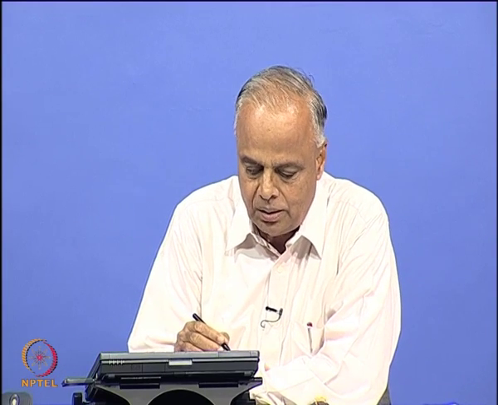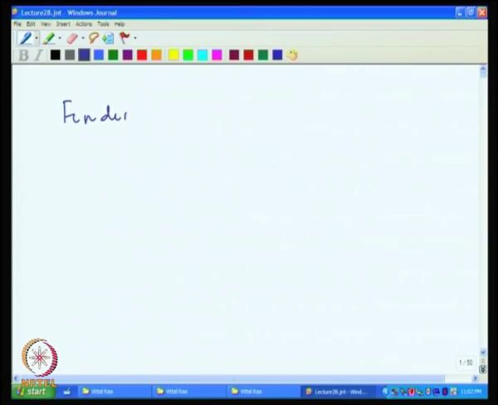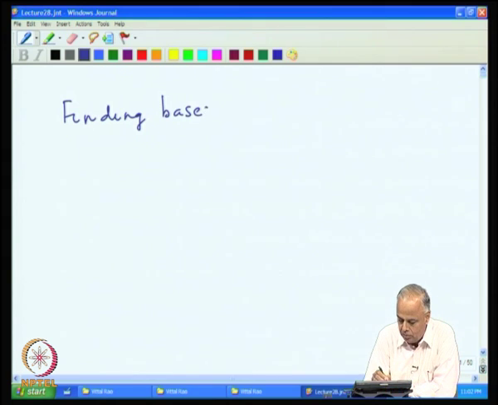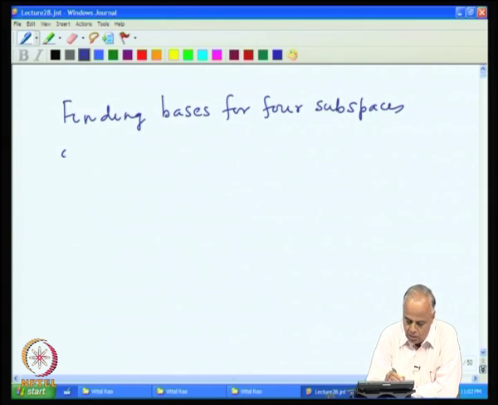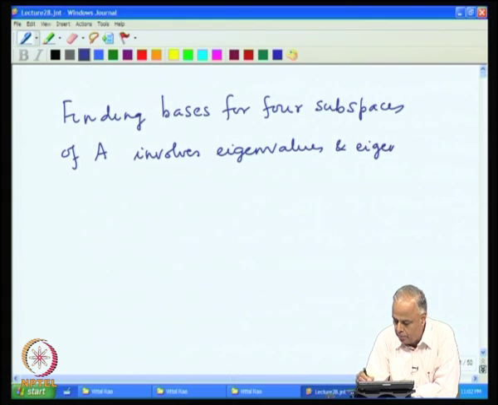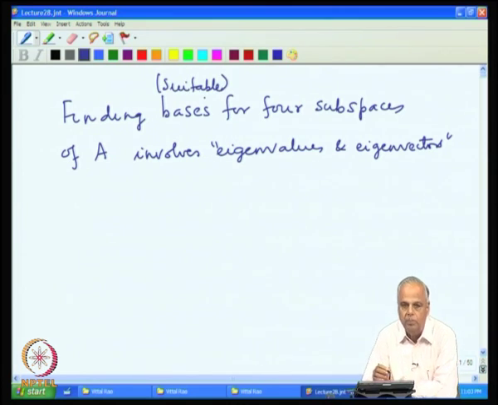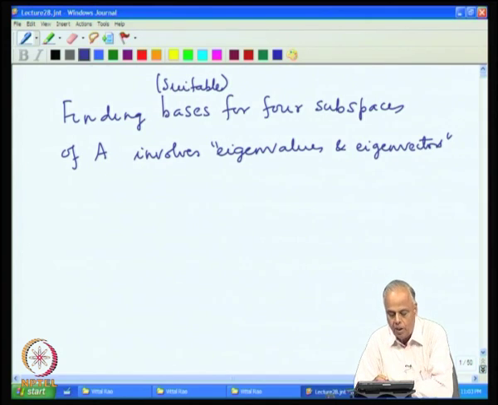In the last lecture, we observed that finding 4 bases, the basis for the 4 subspaces of A, involves eigenvalues and eigenvectors. We said that this is going to involve the notion of the eigenvalues and eigenvectors if you want to find suitable basis which will solve our problems.